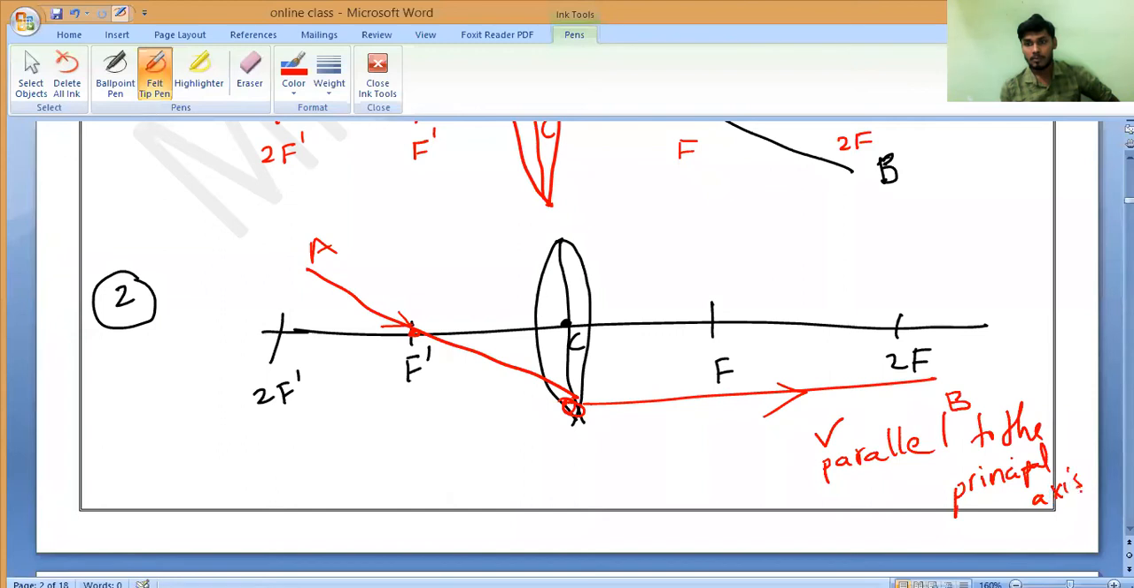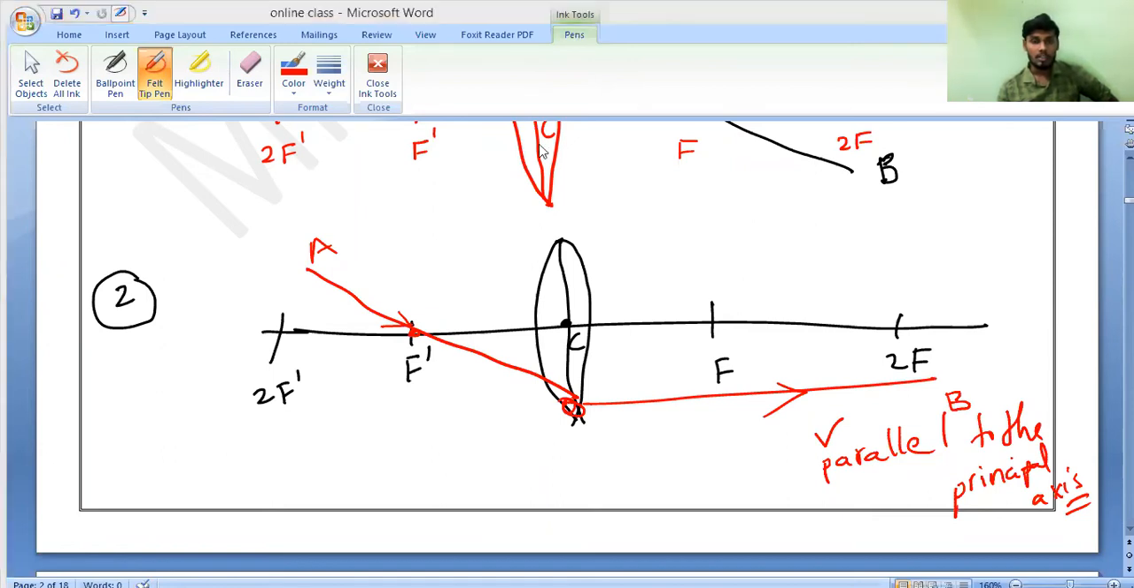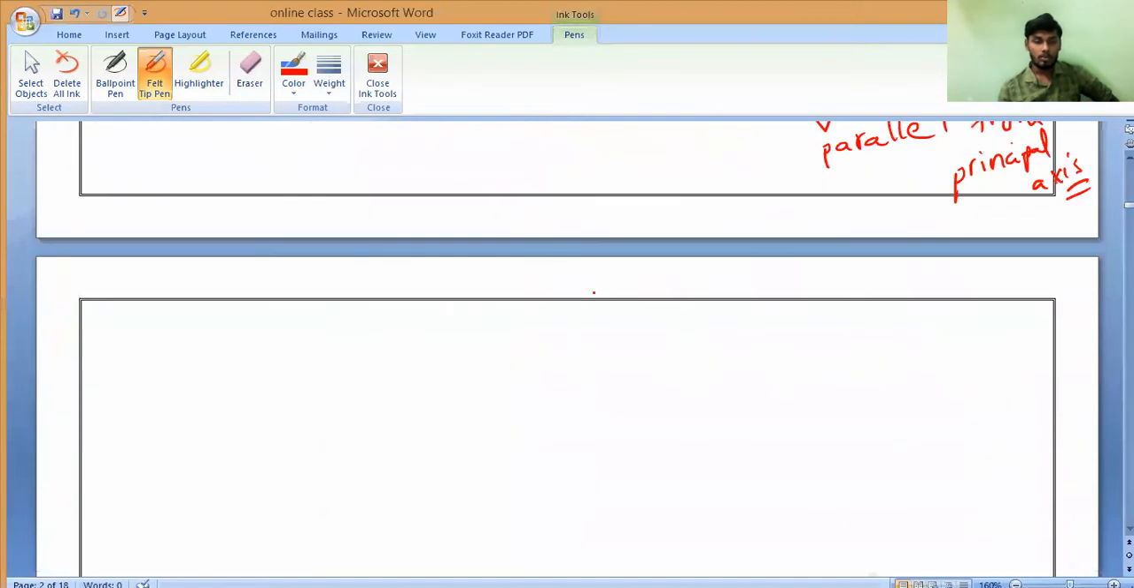Is it clear? Any doubt, anybody? If you have a doubt, ask me. Nitish, Arun Karthikeyan, Humaira? Nobody is responding. Okay, so this is rule number 2. Any doubt, anybody? Please tell me. No, sir. Now, the last rule, rule number 3.